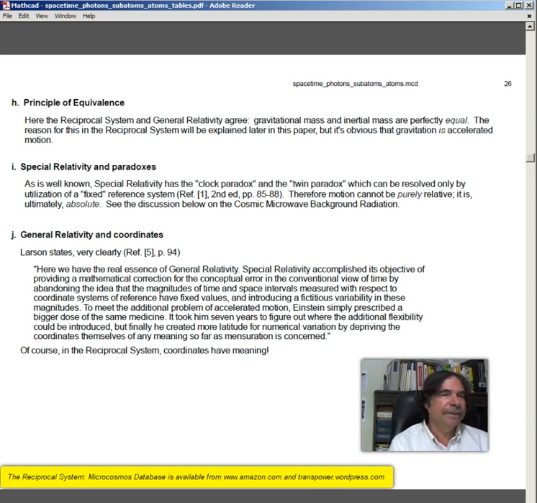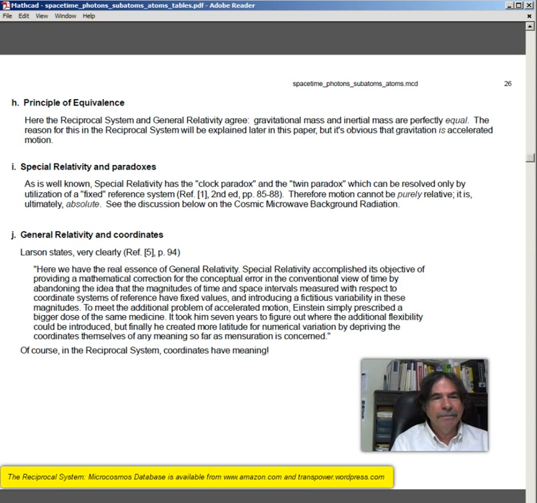H, principle of equivalence. Here the reciprocal system and general relativity agree. Gravitational mass and inertial mass are perfectly equal. The reason for this in the reciprocal system will be explained later in this paper, but it's obvious that gravitation is accelerated motion.